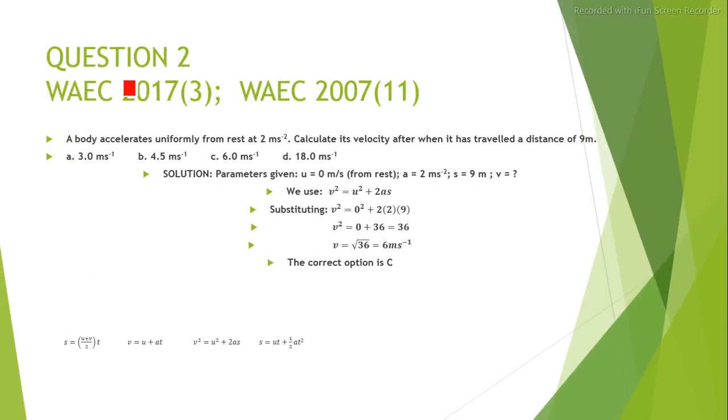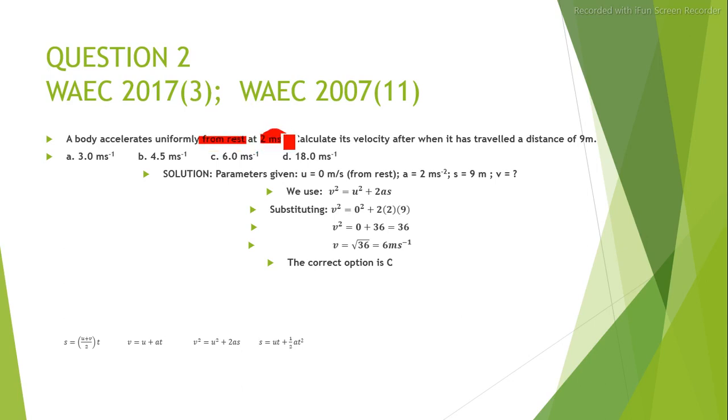This is WAEC 2017 question 3, 2007 question 11. The question says a body accelerates uniformly from rest. Take note of the word rest again. When the body starts from rest, what does it imply? Good. The initial velocity is 0. So u is 0, at 2 meter per second squared.